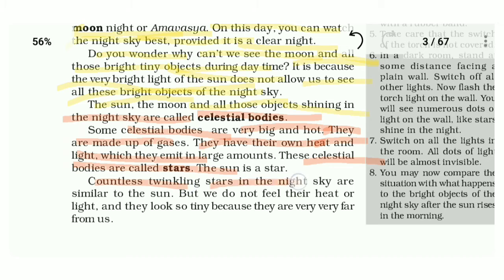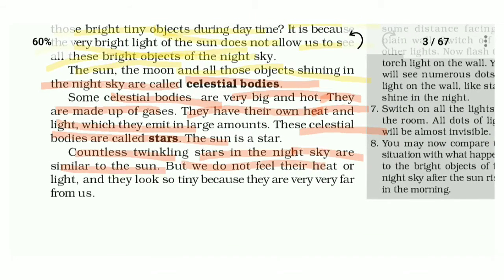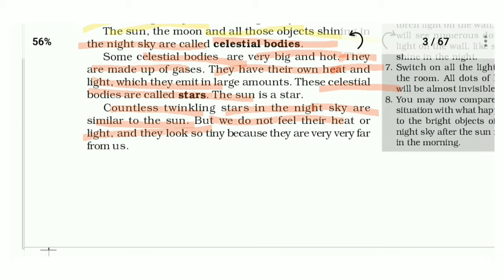Countless twinkling stars in the night sky are similar to the sun. As I said, they all are similar to the sun. But the only difference is that we are very close to the sun, while all other stars are distant from us, and that's why we are not able to see them clearly. But we do not feel their heat or light. Obviously we don't feel their heat or light. They look so tiny because they are very, very far from us.